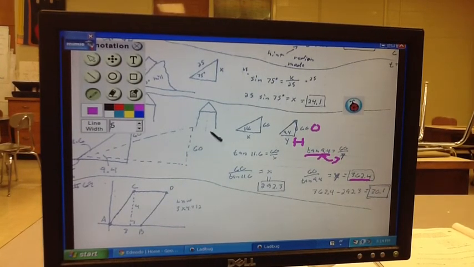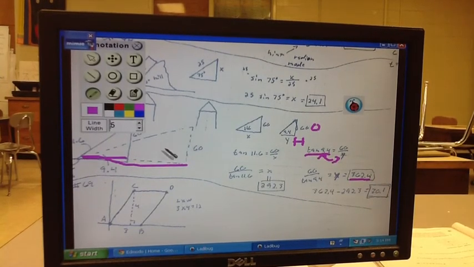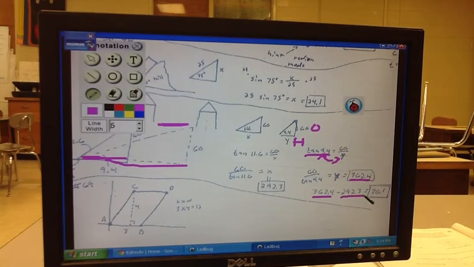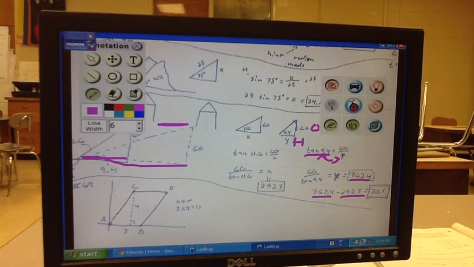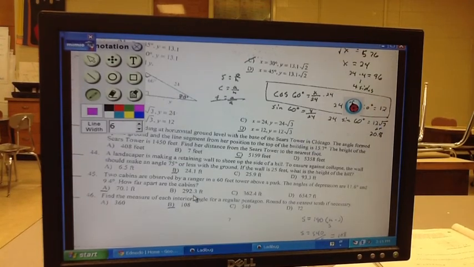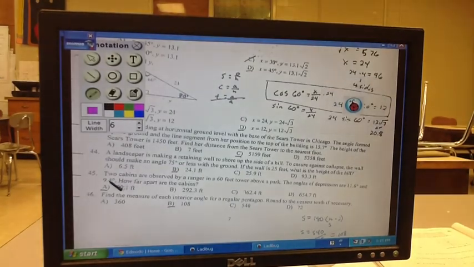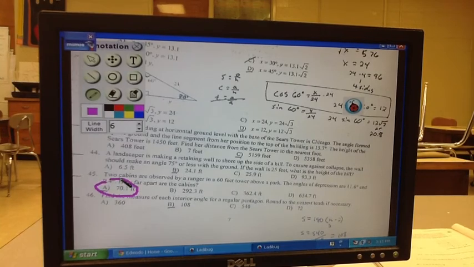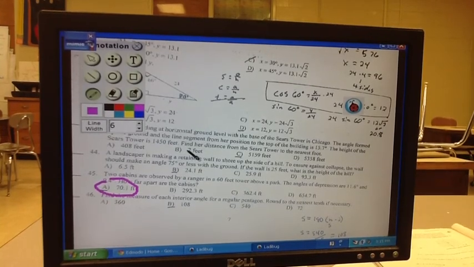Now remember, I need to subtract the distance of the big one minus the small one to figure out how far they are apart. So I end up subtracting the 362.4 minus the 292.3 and end up getting 70.1. We go back, look at our answer key. Look, 70.1. How great did that work out?